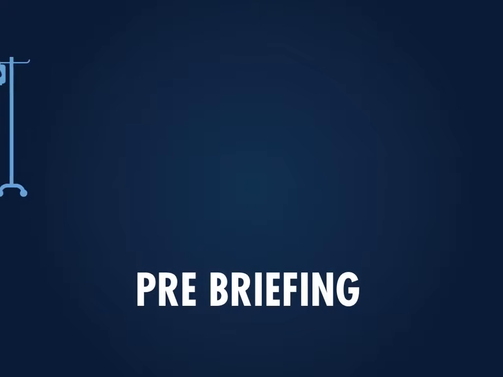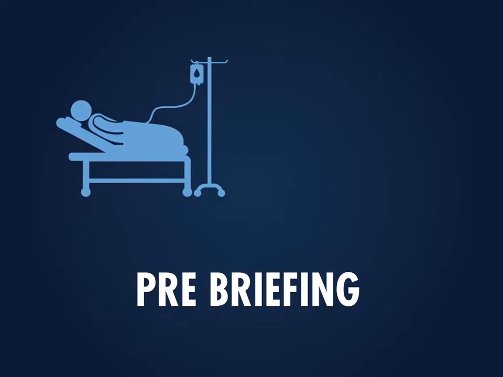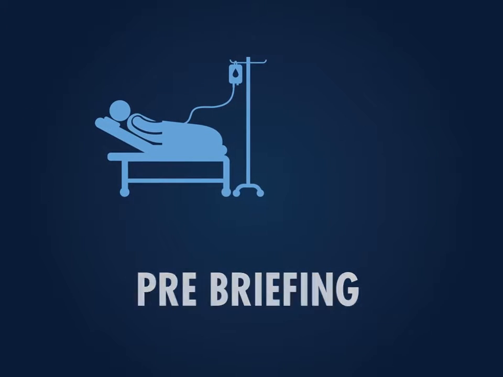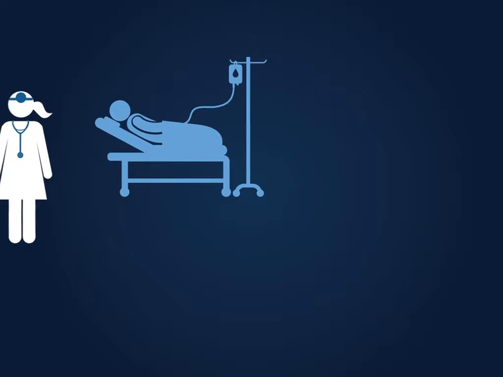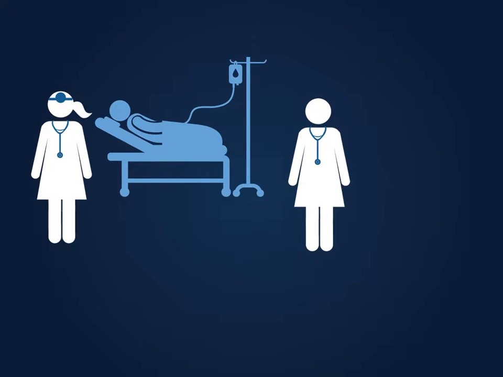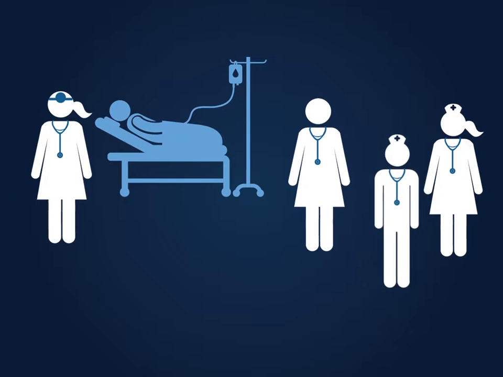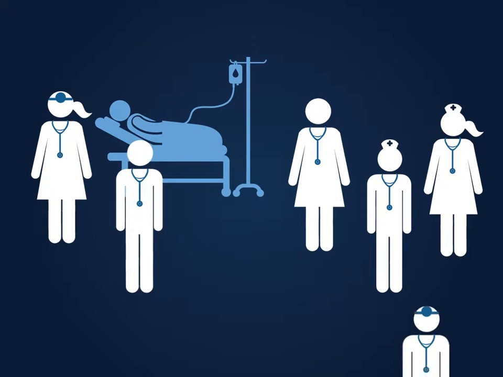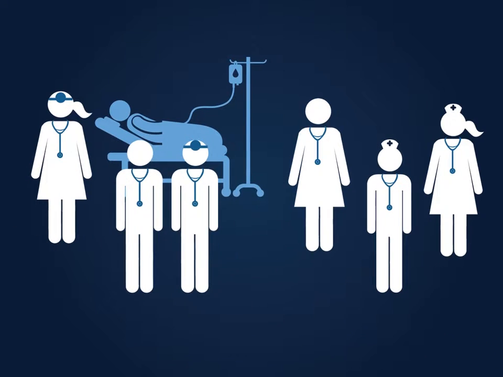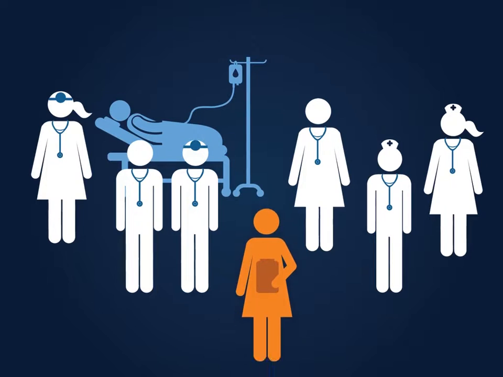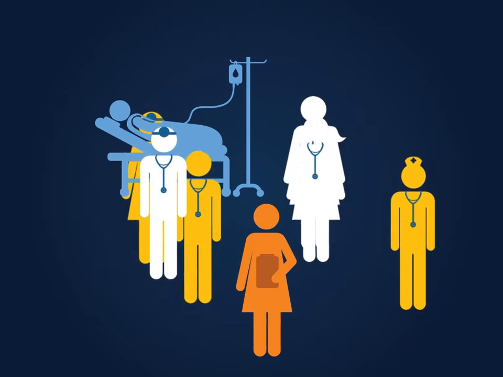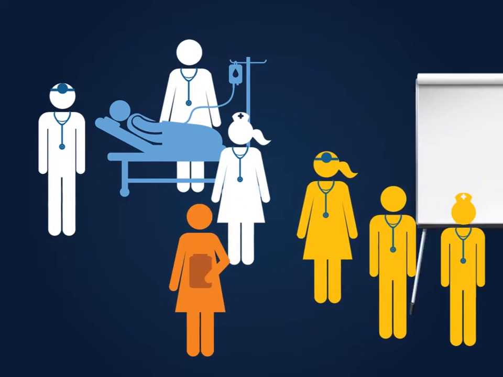Pre-briefing. The session begins with a pre-briefing of the learners. In addition to creating an environment for psychological safety, the learners would be briefed on how the session would be conducted. For each simulation scenario, the learners would be divided into two groups, scenario participants and scenario observers. Here we will demonstrate the scenario participants in white and the scenario observers in yellow.